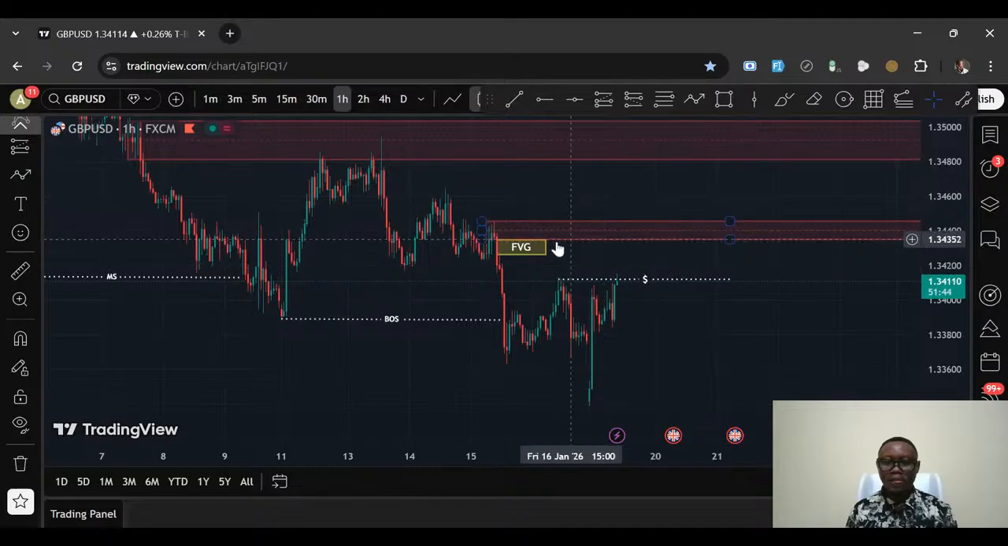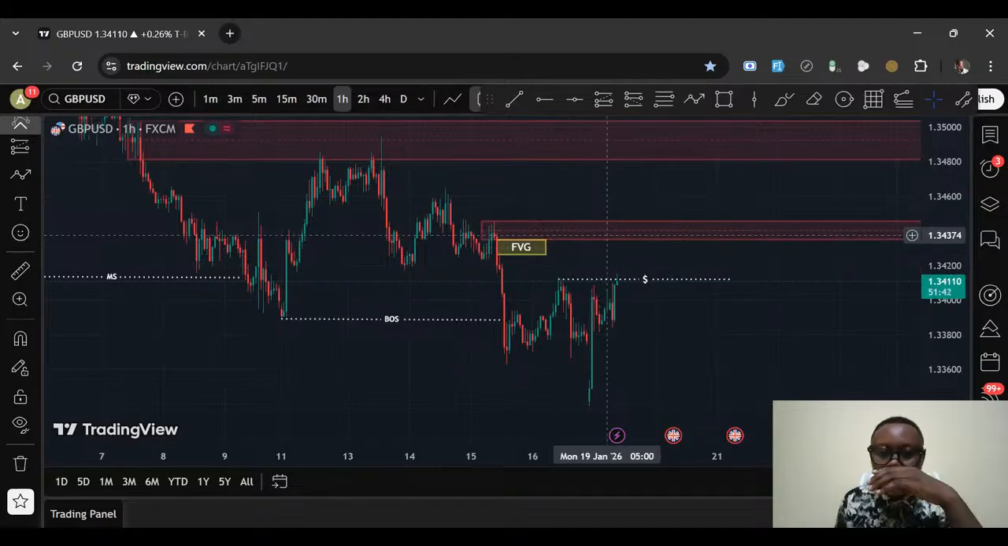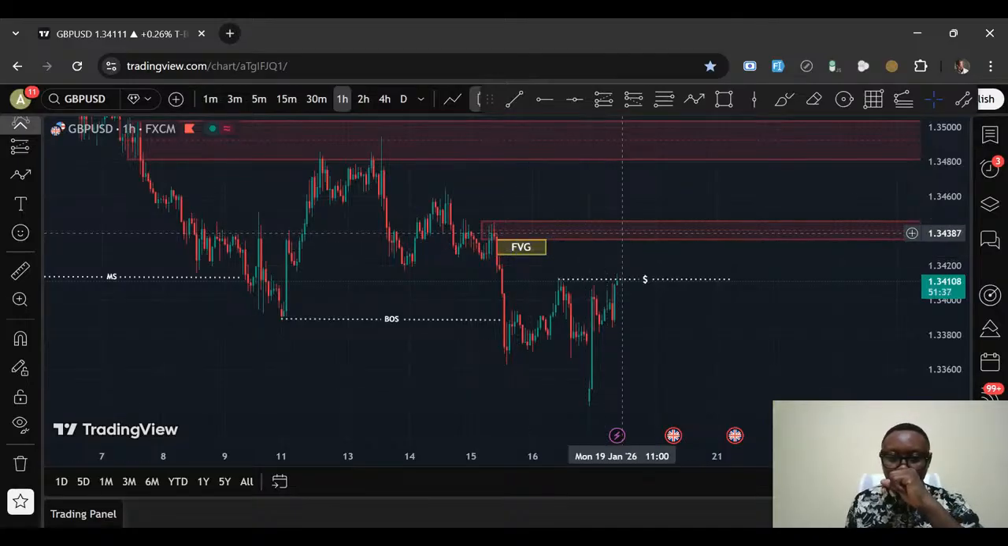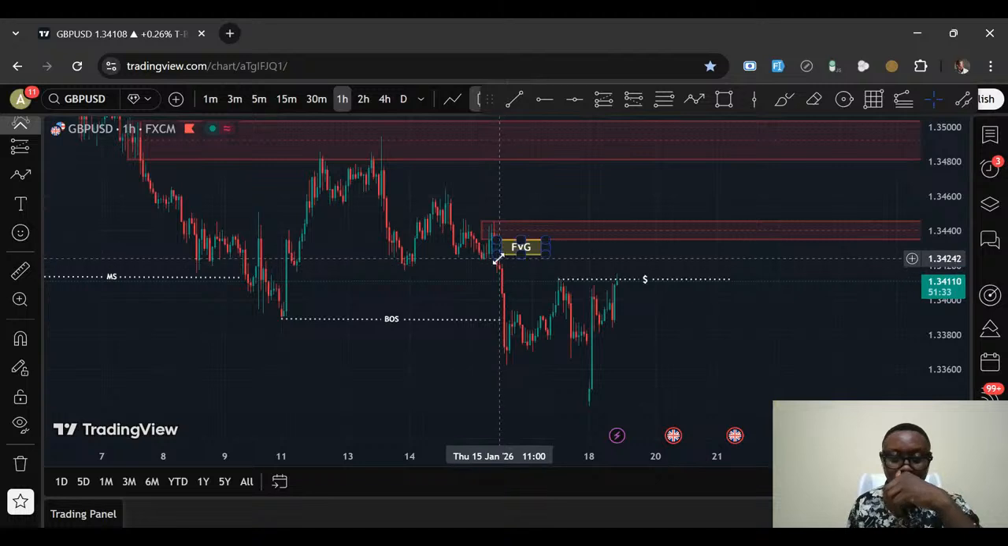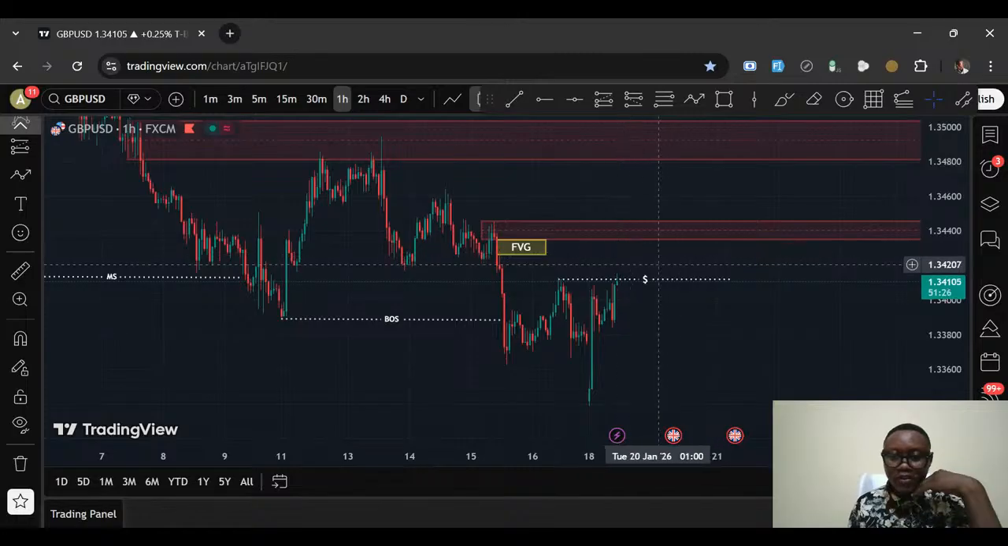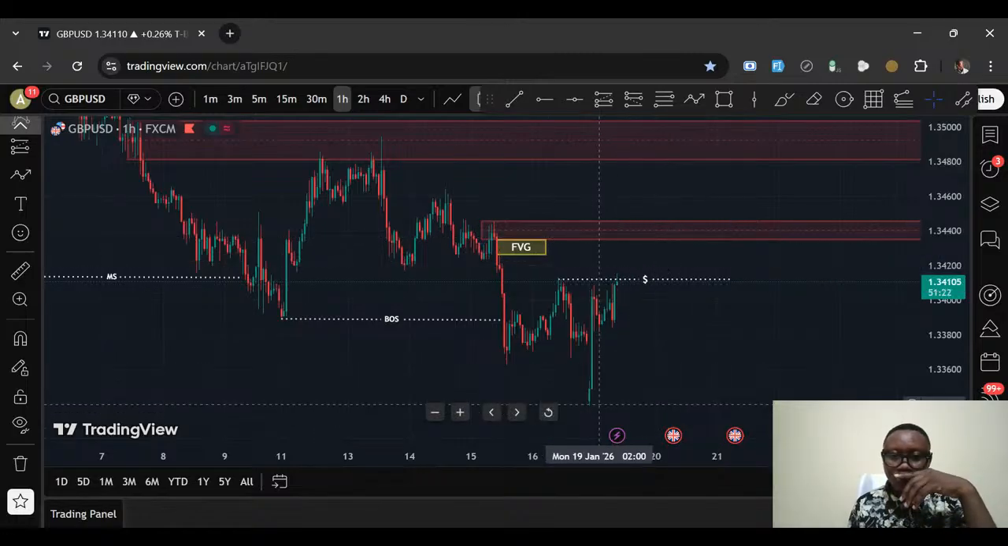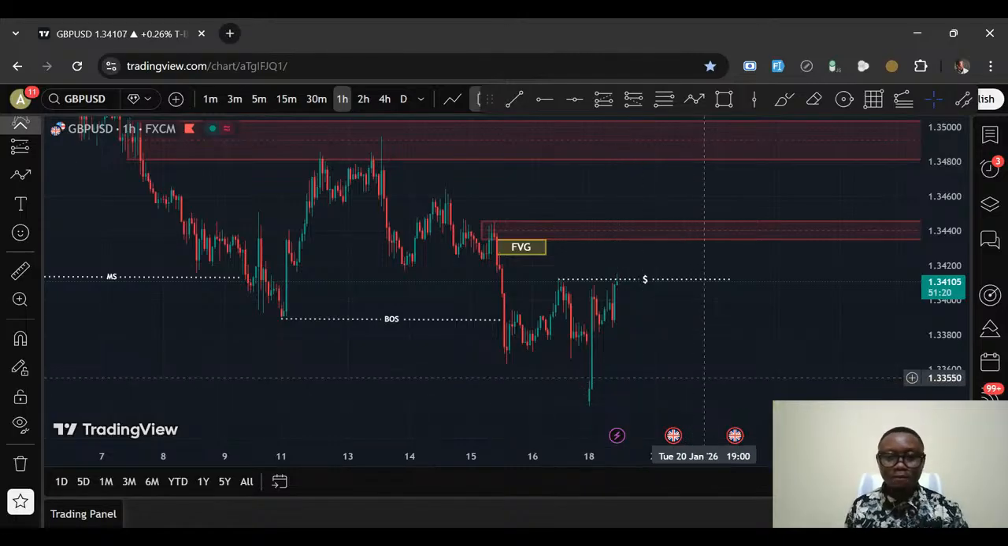But I'm going to be more interested in this because this is an extreme zone. Of course, price is going to react here as well. But then I'm very much interested in this because all of these are more of a liquidity area for price to tap into this order block, then sell down to the swing level.